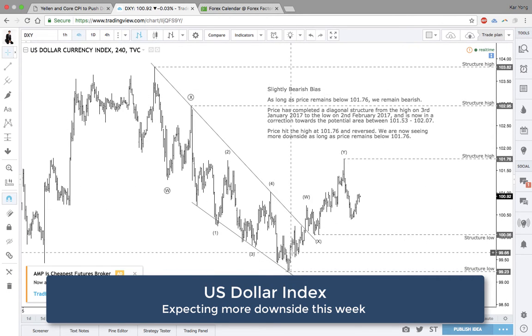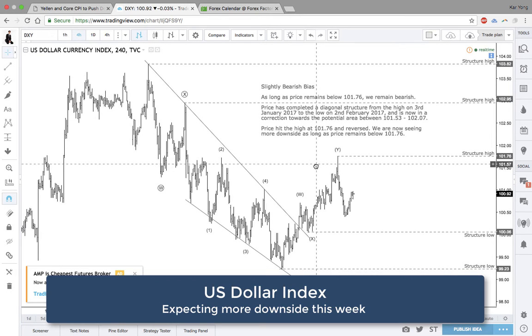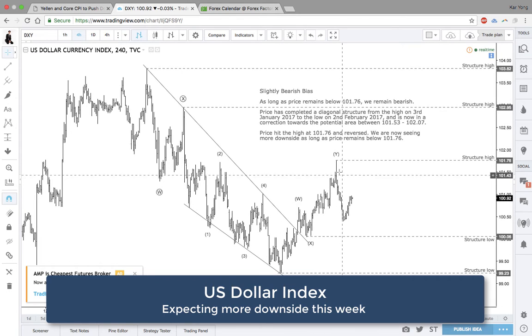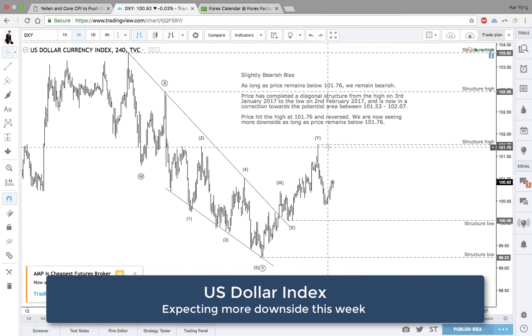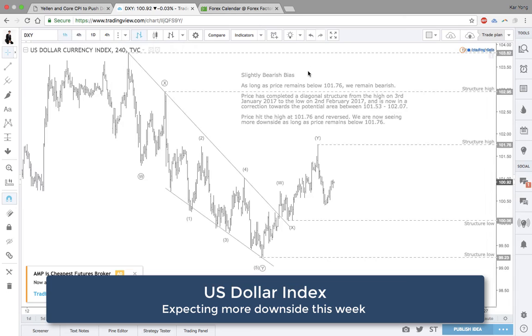This entire move down is a correction, right? And right now we see that this move up is not very impulsive. It's not very strong in momentum, right? So we are expecting one more move towards the downside, as long as this structure high that has been established last week is not breached. As long as price remains below 101.76, we're going to hold our slightly bearish bias on the dollar index.